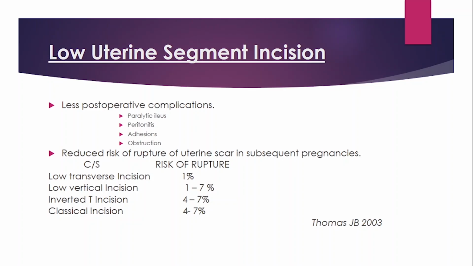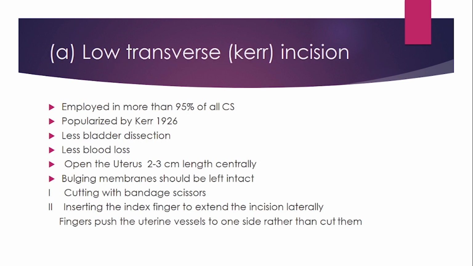Then there's less postoperative complications like paralytic ileus, peritonitis, adhesions. Then there's reduced risk of uterine rupture in subsequent pregnancies. The risk of rupture when you use a low transverse incision is about 1%. When it's low vertical incision, it's about 1 to 7%. When it's inverted T, it's about 4 to 7%, which is similar to the risk of rupture when you do a classical incision. So now, let's talk about the low transverse incision on the uterus.